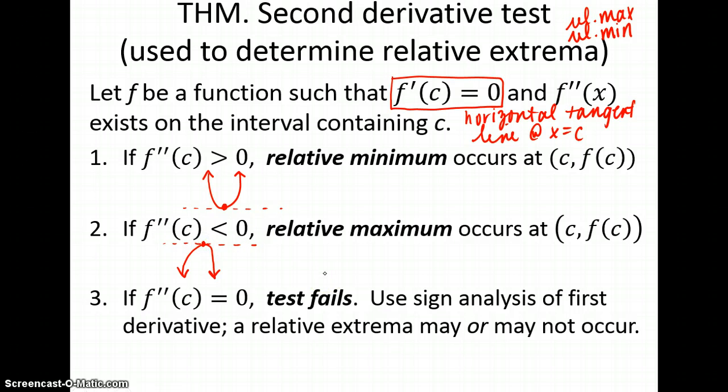If the second derivative equals 0, the test fails, so go back to the first derivative. If the second derivative is 0, it doesn't mean an extrema doesn't occur. You just have to use a different method to attempt to make a determination. So again, a relative extrema may or may not occur.